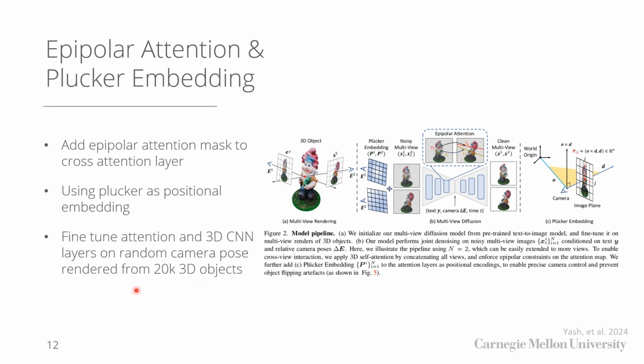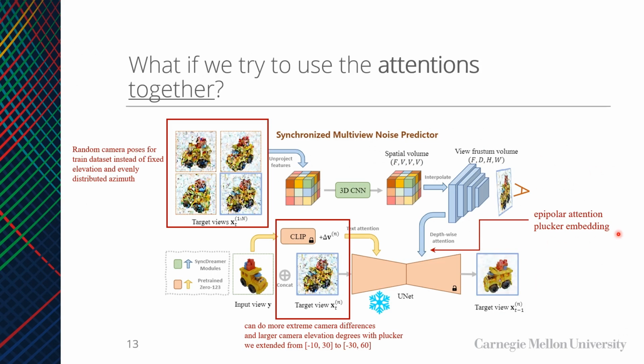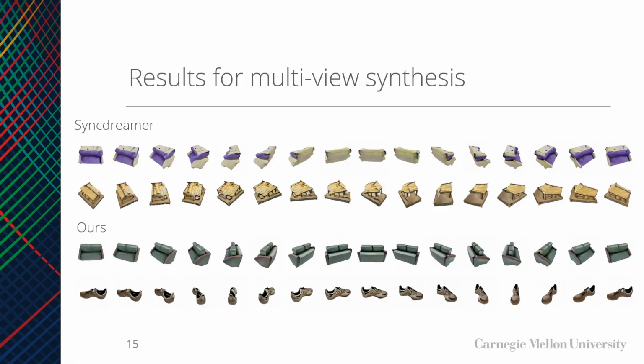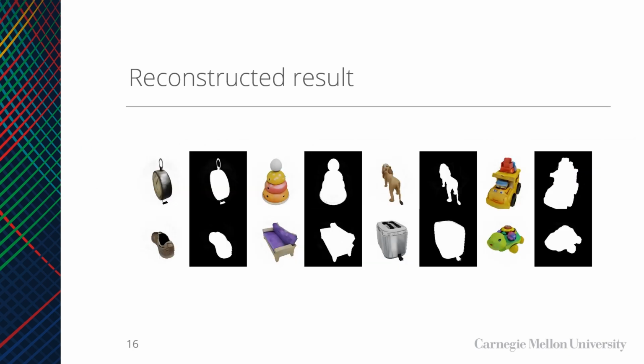And we fine-tune new attention networks, along with our 3D CNN attention from SyncDreamer and the 20,000 objects of the changes we made. The epipolar attention and Plücker embeddings are concatenated to the cross attention here, and now we have flexible camera poses from minus 10 to 30 and minus 30 to 60 degrees, and our dataset also has random poses and is not fixed. As for results, as you can see, SyncDreamer, our baseline, at an elevation of 70 degrees is very inconsistent in the generated views, but ours is way better, although we haven't fine-tuned for many epochs and our dataset is way smaller. These are the reconstructed results with the 3D reconstruction methods.